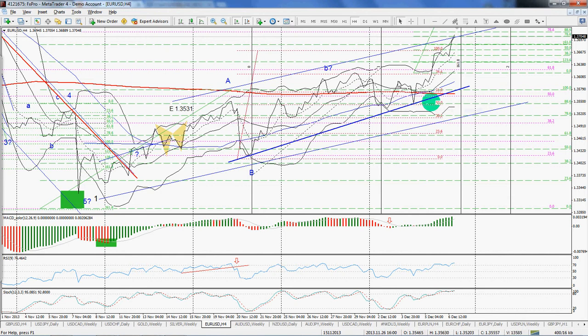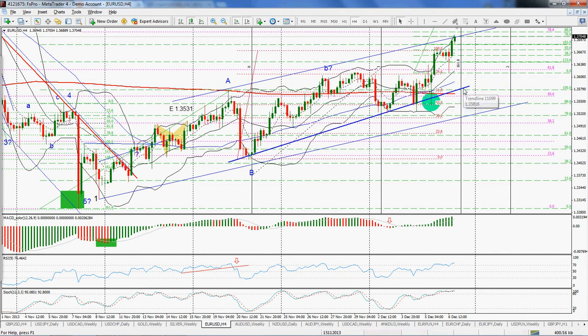Okay, and now I'd like to show you how important it is to wait until the candle closes. Because this was a red candle, but in the last half an hour, I guess, it became green again, and the market went to the upside. So you cannot ignore it. You have to wait until the line is really broken on a closed candle.